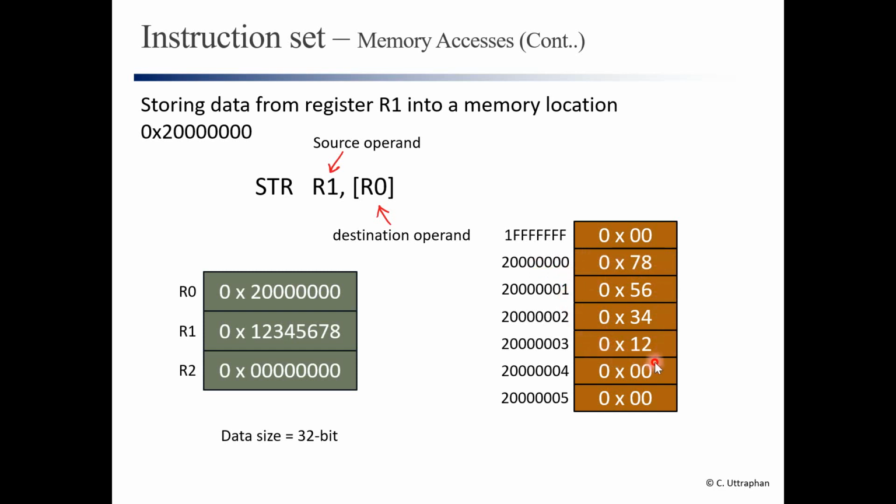Observe that the data will occupy 4 memory locations, from address 20000000 to 20000003 hex. The reason for this is that one memory location is 1 byte. Given the data is word size, or 32-bit, we need 4 memory locations to store that data. The hexadecimal 20000000 in R0 is called an effective address.